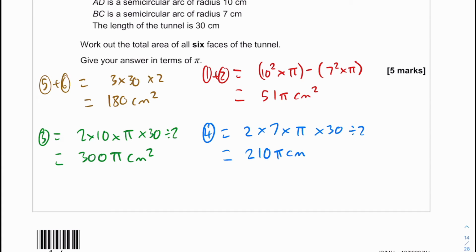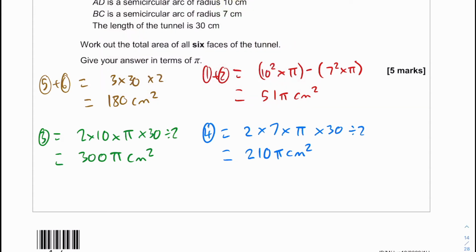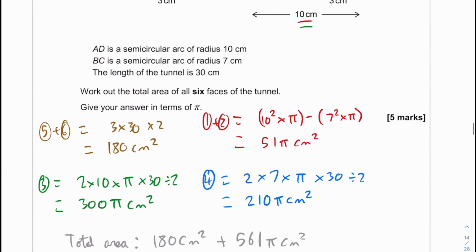pi centimetre squared. So our final answer, I'll use, I don't know what colour, I'll just use grey. So total area, and this is equal to 180 centimetres squared. We've then got plus 51 pi plus 300, which is 351 pi, plus 210, which is 561 pi, and it's centimetres squared again. So difficult question, but if we take it slowly we can get the right answer.